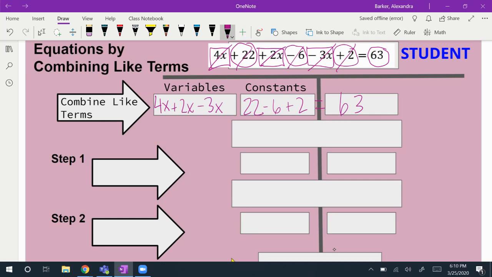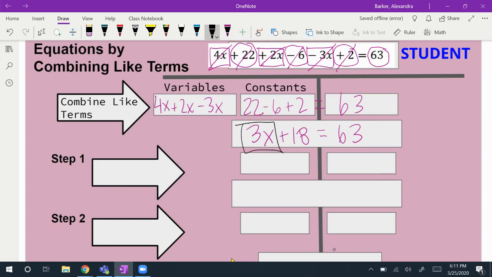4x plus 2x minus 3x. Let's take it one step at a time, so ignore the minus 3x for a second. 4x plus 2x gives me 6x. Then I take 6x and minus 3x, and I get 3x. So that's what I'm left with for my variables, okay? Next, 22 minus 6. 22 minus 6 should give you 16. Then you take your 16 and you add the 2. 16 plus 2 is 18. So I have plus 18 equals, and over here I've got 63.